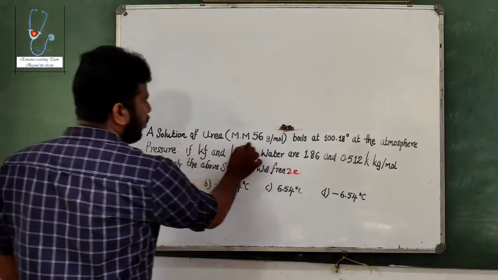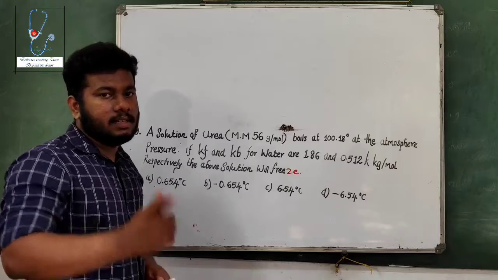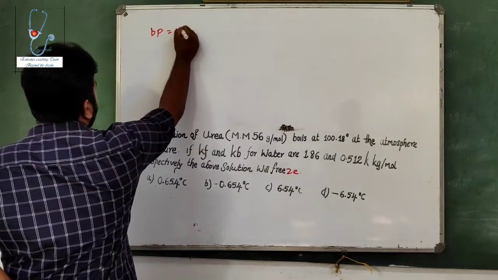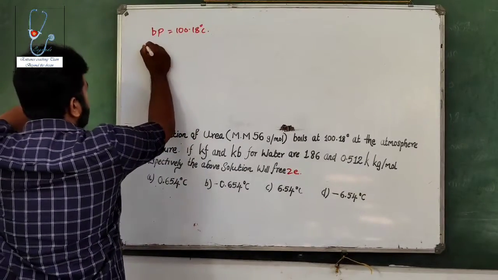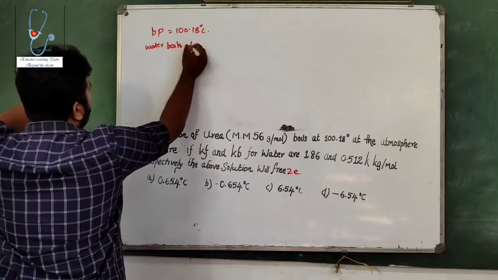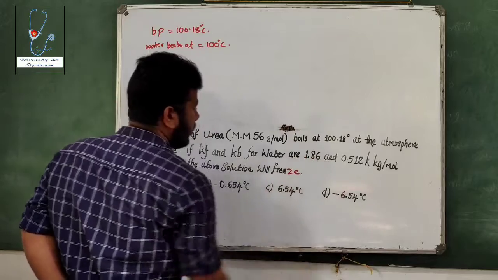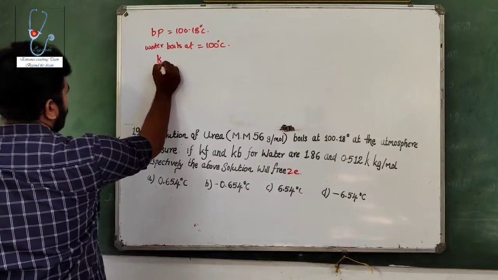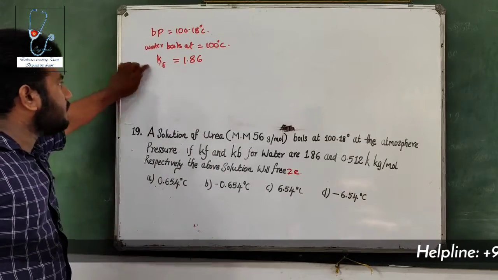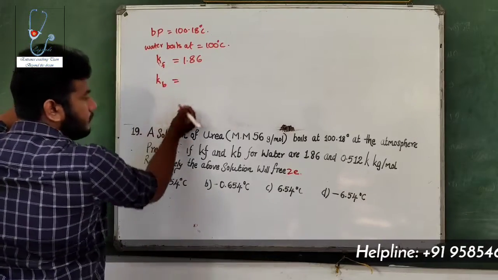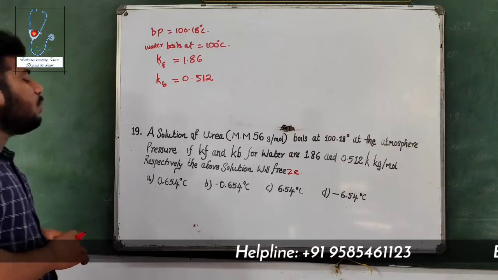Write what is given. The solution of urea, molecular mass 56 gram per mole, boils at 100.18 degrees Celsius, so the boiling point is 100.18 degrees Celsius. We know that water boils at 100 degrees Celsius at atmospheric pressure. Kf for water is 1.86 and Kb for water is 0.512 respectively.